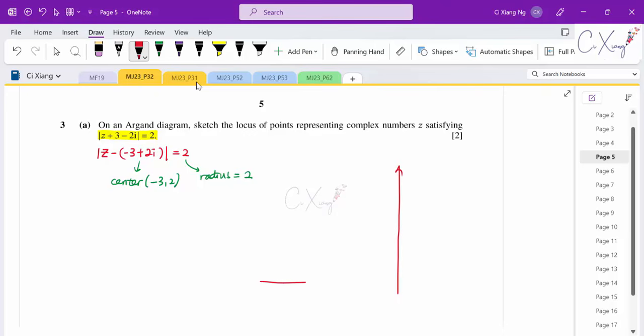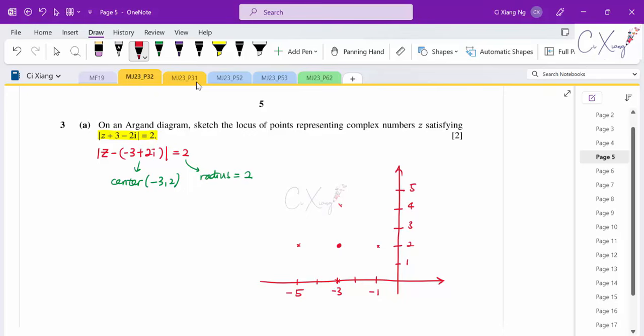You can try to use a clear ruler for yourself. So I'm having 1, 2, 3, 4, 5. This is negative 3. And then for this one also the same, I'm having 1, 2, 3, 4, 5. So my center is at negative 3 and 2. So this is my center. It will pass through the point negative 1 and 2, negative 5 and 2, then negative 3, 0, and also negative 3 and 4.